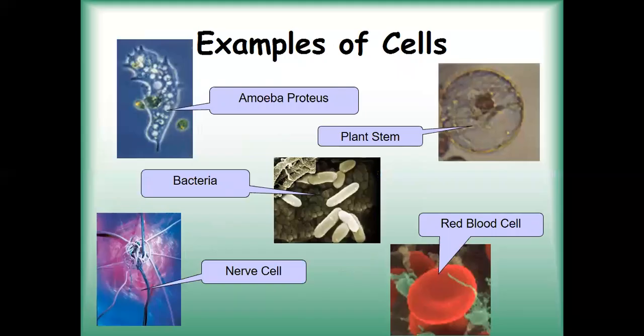Then coming to these, these are the different examples of cells that you can see on the slide. This one is the cell of an amoeba. This is a plant cell. This is a different type of bacteria. You can see a cell. This is a nerve cell. Then the red blood cells, or the RBCs.